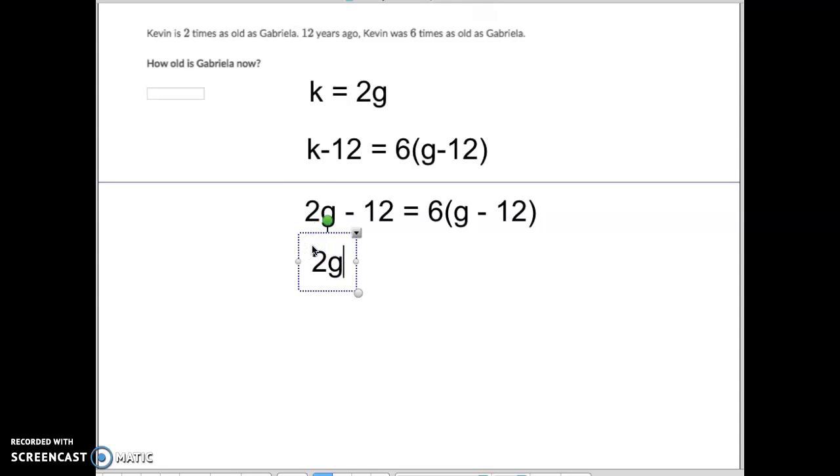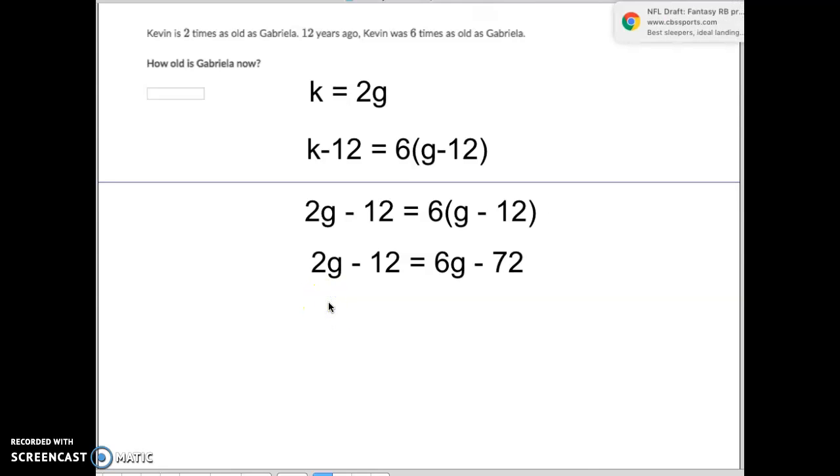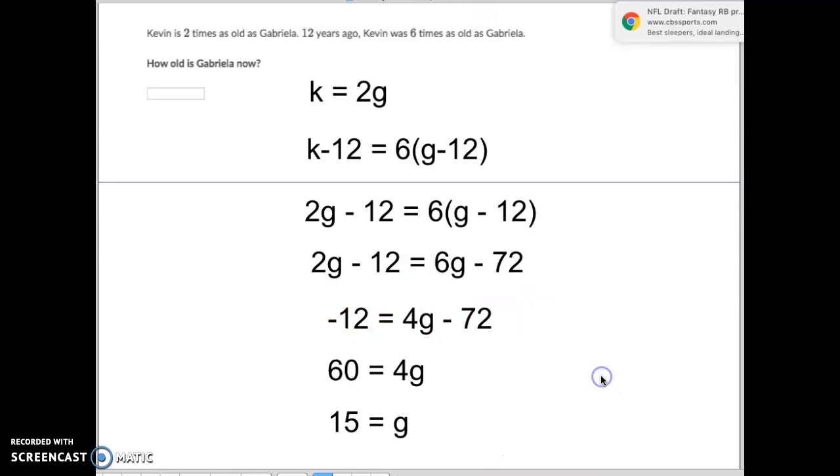So we got 2G minus 12 equals 6G minus 72. Remember, you got to multiply the 6 by both the G and by the negative 12 to get to here. I'm going to subtract 2G from both sides, so negative 12 equals, I subtract 2G, I get 4G minus 72. And then I'm going to add 72 to both sides, so 60 equals 4G. And then divide by 4, so 15 equals G. Okay? So Gabriel's age is 15 years old.